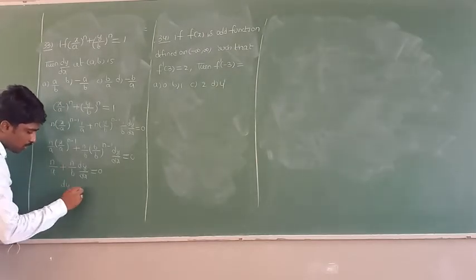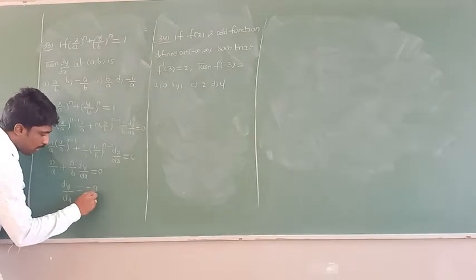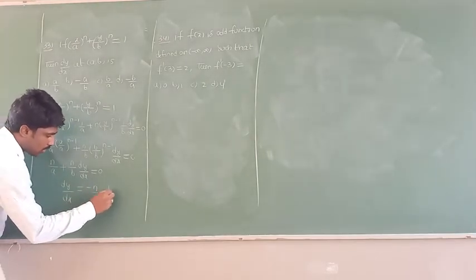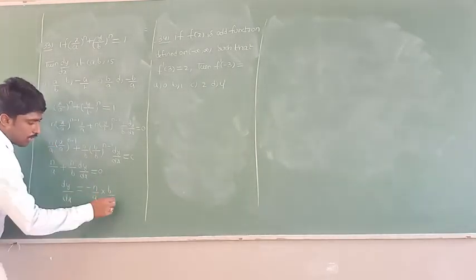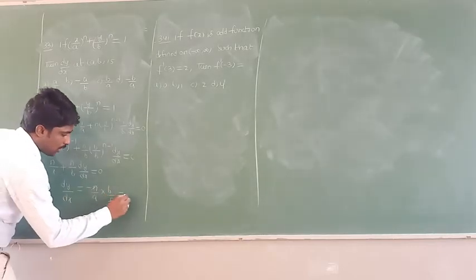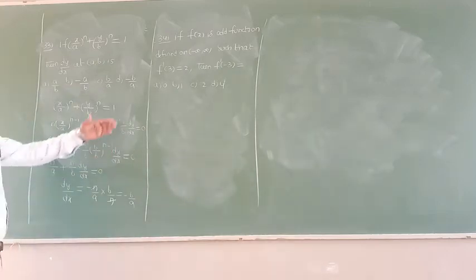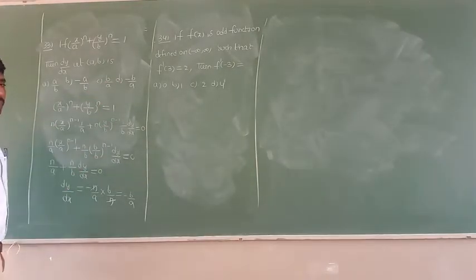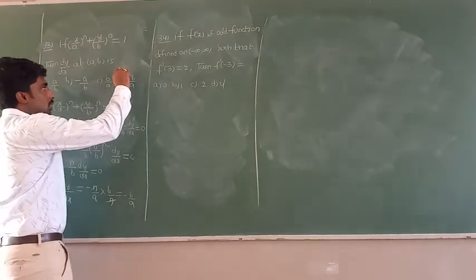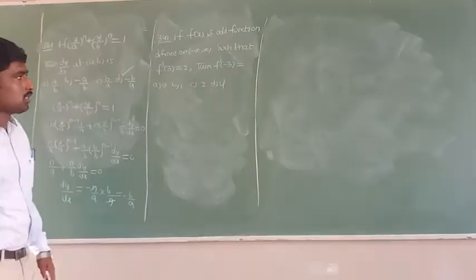dy by dx is equal to minus n by a into b by n. So n gets cancelled. What am I getting here? Minus b by a is the correct answer. Now all of you check it, the fourth option. Minus b by a is the correct answer. Is it clear, everybody? So this is a very easy problem.